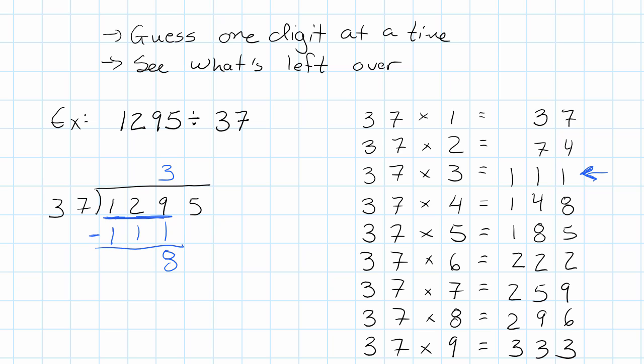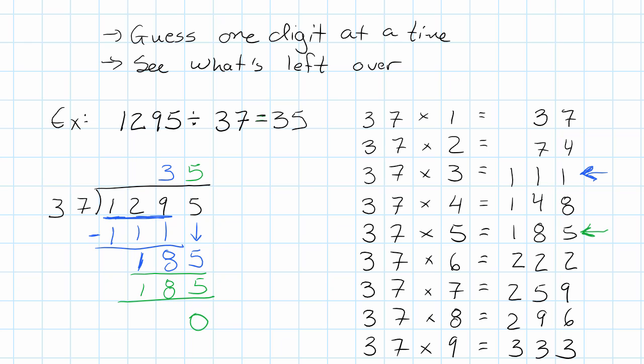Subtracting off, 18 and then the 5 I haven't concerned myself with are left over. Now I'm going to ask, how many times does 37 go into 185? And I see 185 right on my list. It goes in 5 times with nothing left over. 1295 divided by 37 is 35. This is whole number long division, right? We guess one digit at a time.